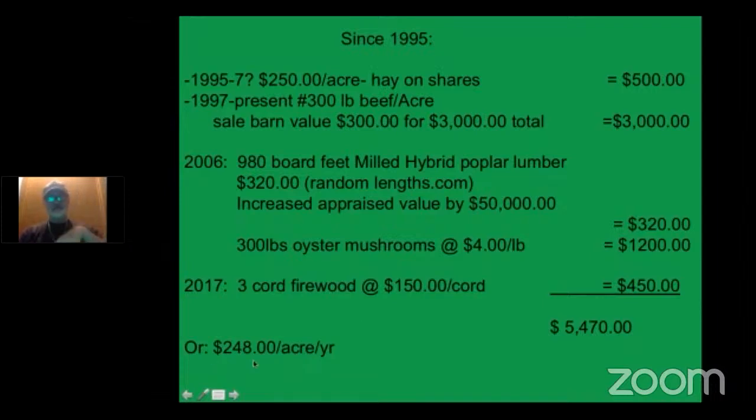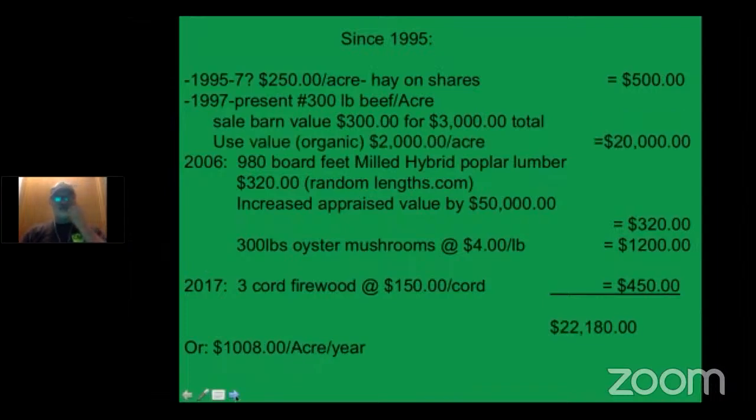I got less than the original owner per acre per year because for a couple of years I only got half the yield, because I split it on shares with somebody. So on average, really no different than the other guy. I'm still getting my 300 pounds of beef per year, and I'm getting all these other yields. That's average farming. That's not all that bad.